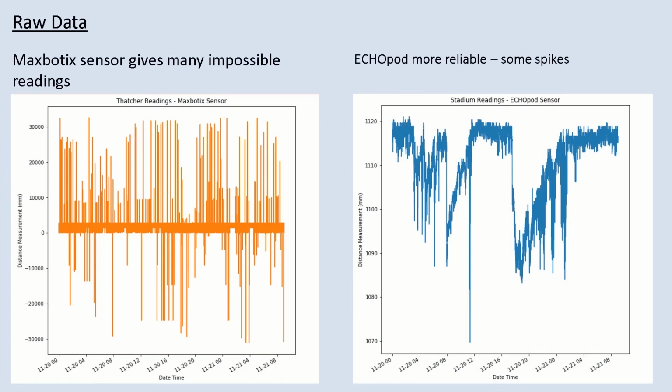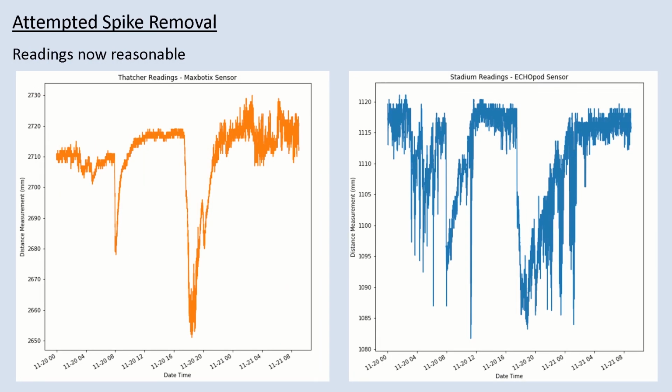Here we see the raw data. Clearly, the Maxbotix sensor is throwing a multitude of impossibly high and low values. The EchoPod data looks much less nasty, however, there are still a few outlying spikes. By hard-coding a spike filter between the highest and lowest possible values within each applicable manhole, we are able to successfully eliminate the bad data. And we can clearly see the 2 periods of rain in the morning and evening as shown in the rainfall graph.